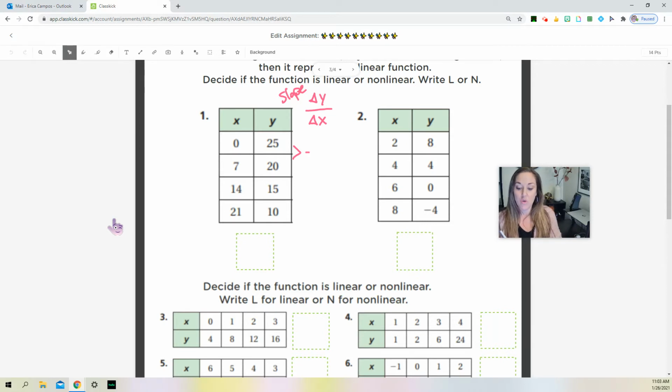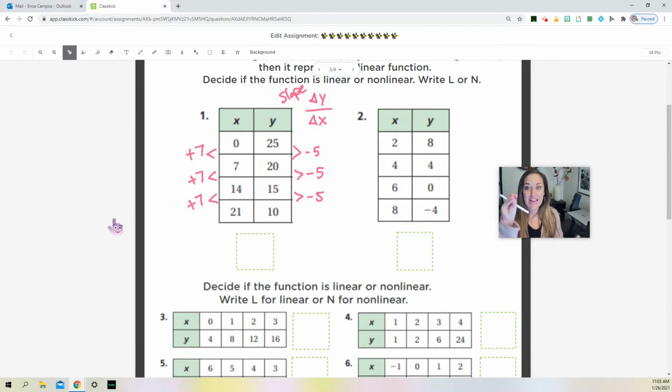So from 25 to 20, you would subtract 5. From 20 to 15, you would subtract 5. From 15 to 10, subtract 5. And over here, from 0 to 7, you would add 7. 7 to 14, you would add 7. From 14 to 21, you would add 7.